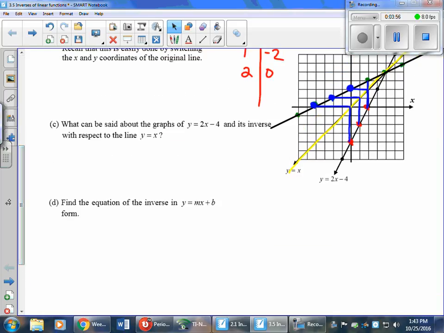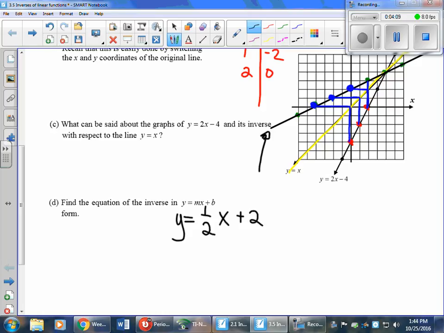Find the equation of the inverse. Well, simply looking at our line right here, we know it's y equals mx plus b. So the y-intercept is positive 2, and the slope is 1/2, so y equals 1/2 x plus 2. Up 1, right 2. That was easy enough. Sure you didn't need my help to do that.